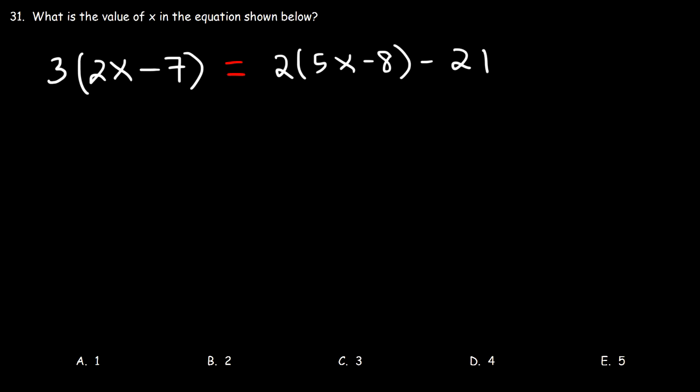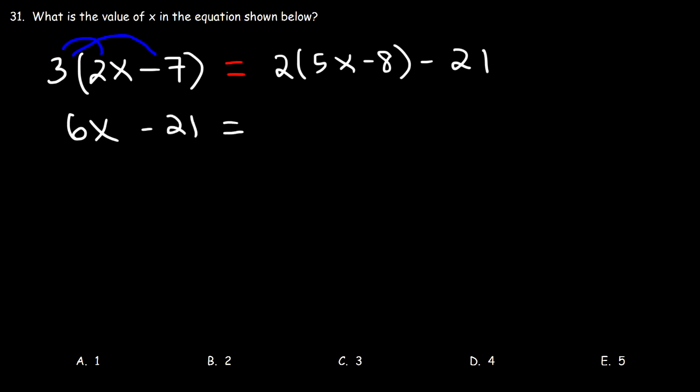31. What is the value of x in the equation shown below? So what do you think we need to do here? How can we get the answer to this problem? Well, the first thing we need to do is distribute. Let's distribute 3 to 2x minus 7. So 3 times 2x is 6x, and then 3 times negative 7 is negative 21.